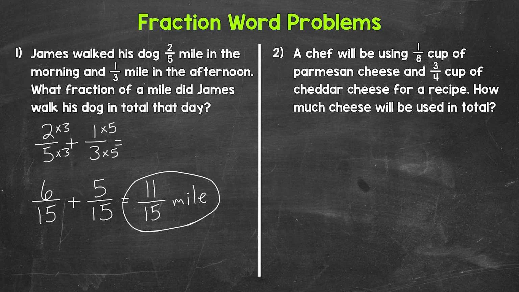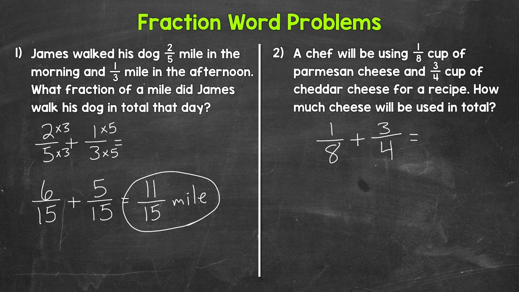Let's move on to number 2, where we have a chef will be using 1/8 of a cup of Parmesan cheese and 3/4 of a cup of cheddar cheese for a recipe. How much cheese will be used in total? The cheeses are being combined into this recipe. We need to find the total by adding. So we need to do 1/8 of a cup of Parmesan cheese plus 3/4 of a cup of cheddar cheese.